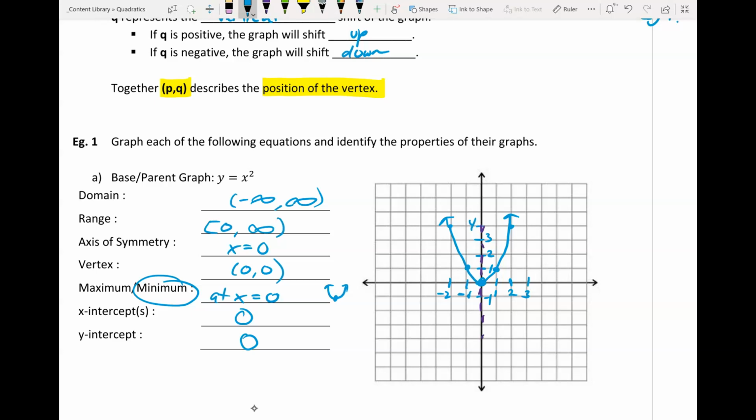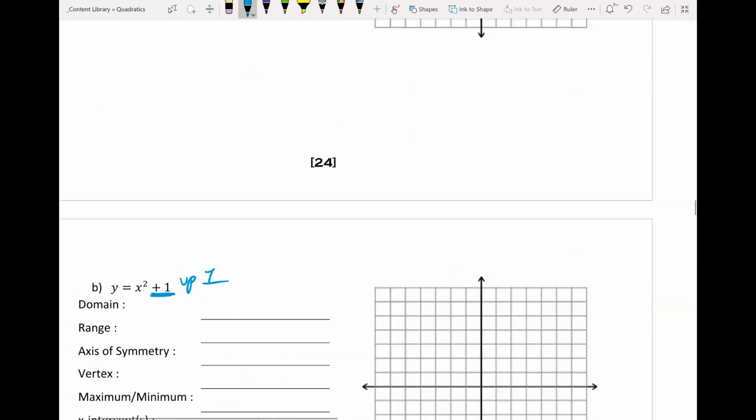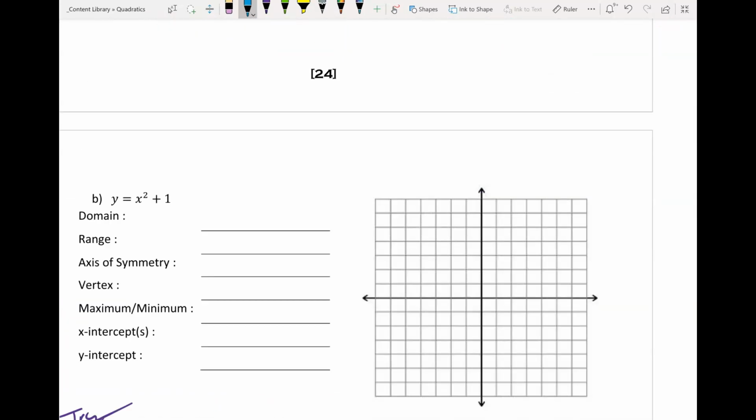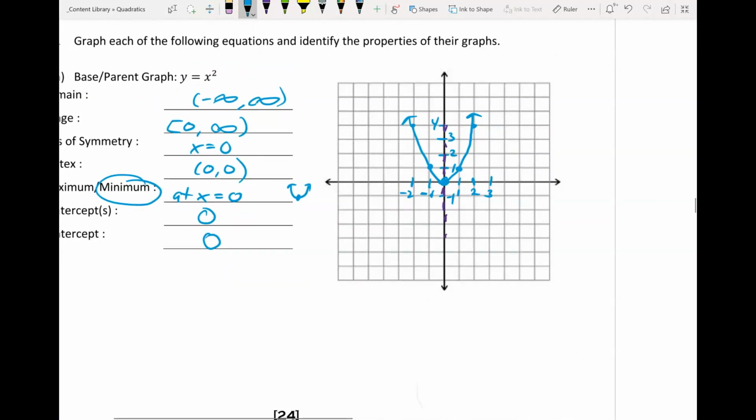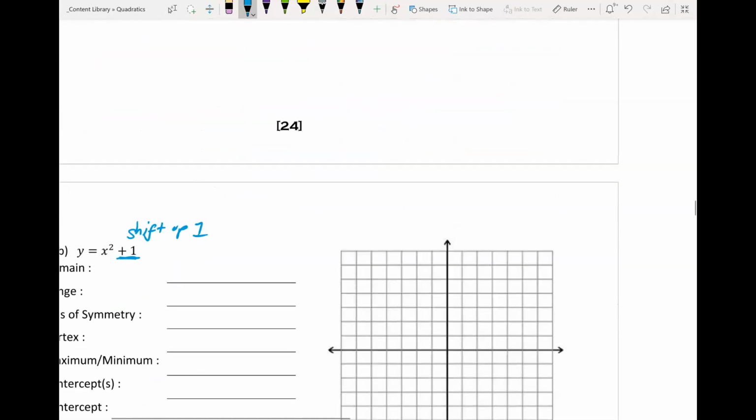Now we're going to look at some transformations of this vertex form graph. For this next part, we are going to graph y equals x squared plus 1. This plus 1 means that we're going to shift up 1 from our parent graph, which is this one, y equals x squared. So you're basically moving all those points just up 1, and that's what we're going to do.